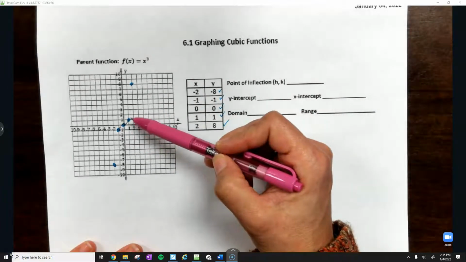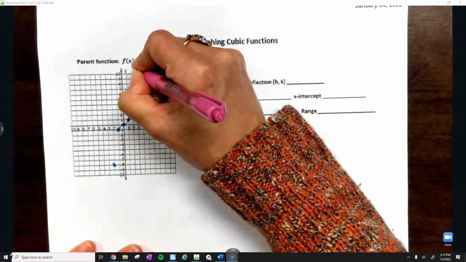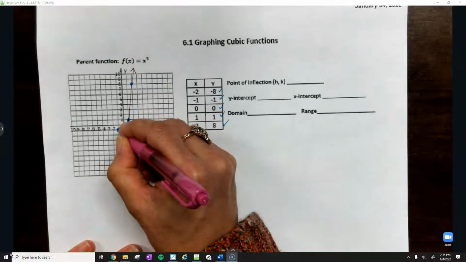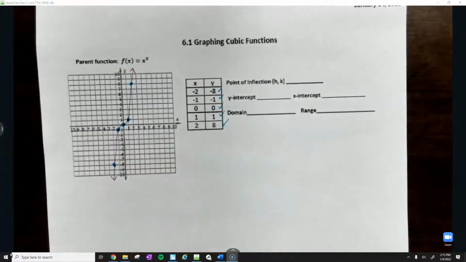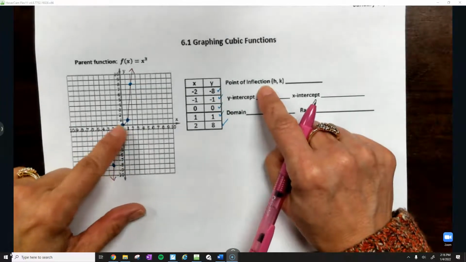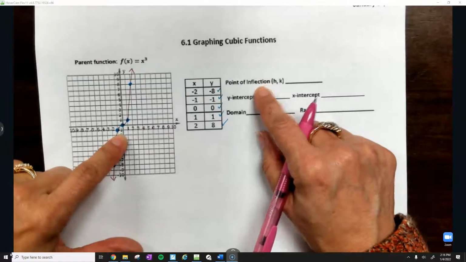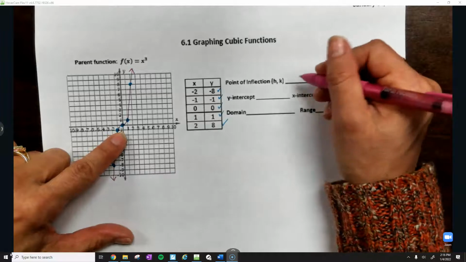Function, draw a little swirl, and then go ahead and connect your branches. Do not forget to put arrows at the end of your graph. So cubic functions do not have a vertex, but they have a point of inflection. That's where the curviness appears. So it also changes direction. So it does behave like HK.